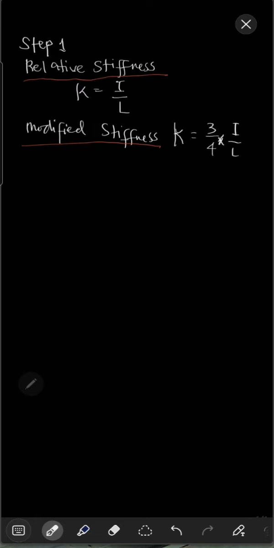Okay, so step 2: once you have obtained the relative stiffness, the next step is to compute the distribution factor.